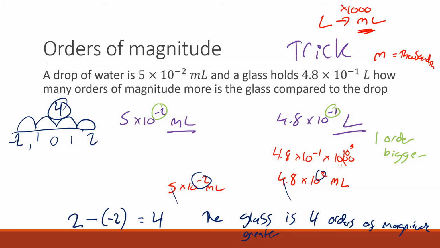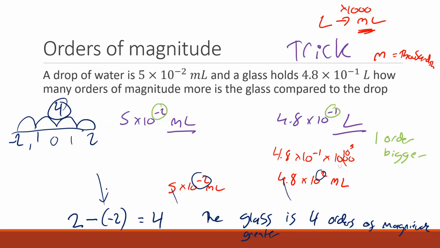The other reason why I did this is because I wanted to show you guys an example with a negative and a negative. A lot of people might turn around and say, oh, it's a difference of 0 orders of magnitude. But no, it's 4 orders of magnitude more.